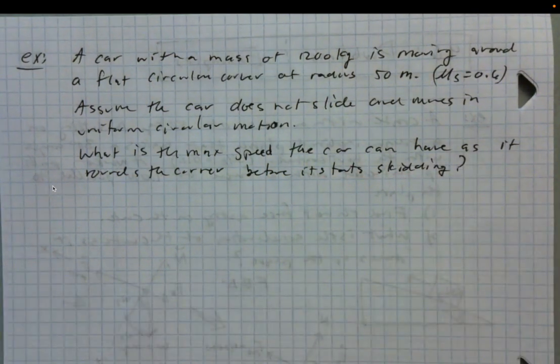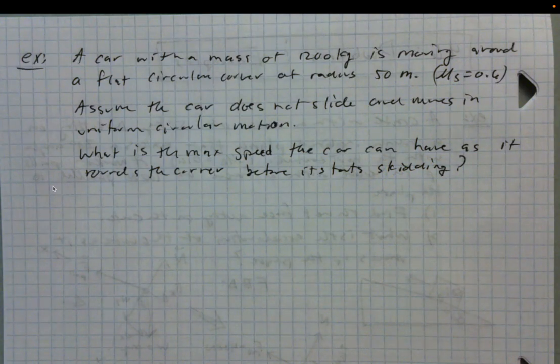So you've got this car racing around this flat corner, right? So there's no funny business with the normal force. There's a certain amount of friction between the tires and the road. The question is, how fast can this thing go around this corner before it starts skidding?